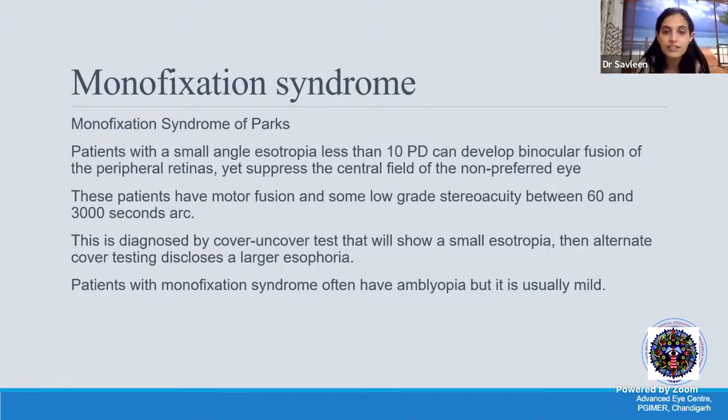Because of the central field, there's a central scotoma, and the peripheral field is normal. So normal response from the peripheral retina and suppression from the central field. So that is what is monofixation. Basically, monofixation syndrome is a type of microtropia. So when Parks had described it, the term microtropia had not been coined.